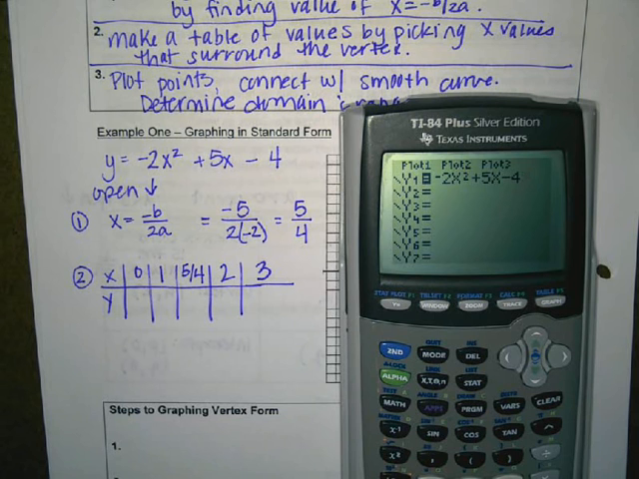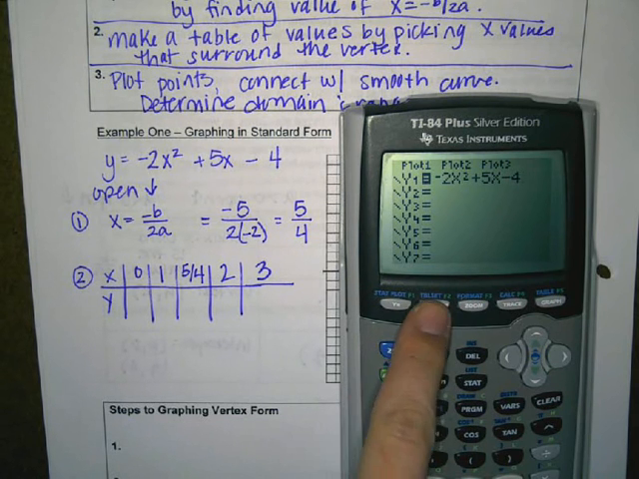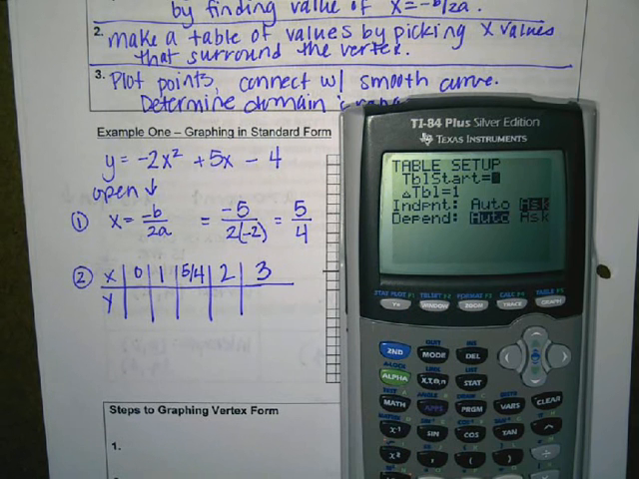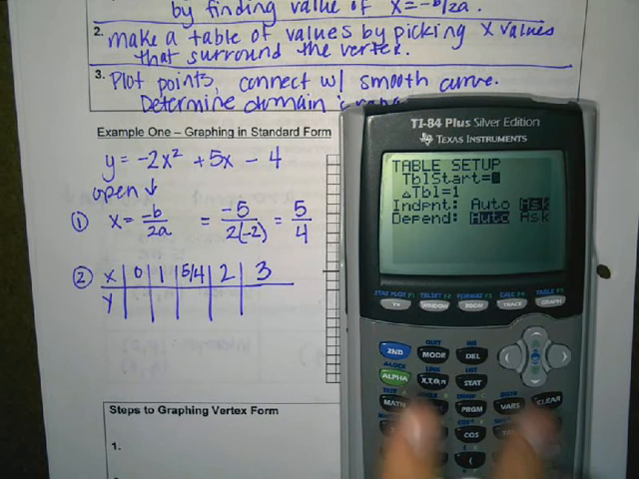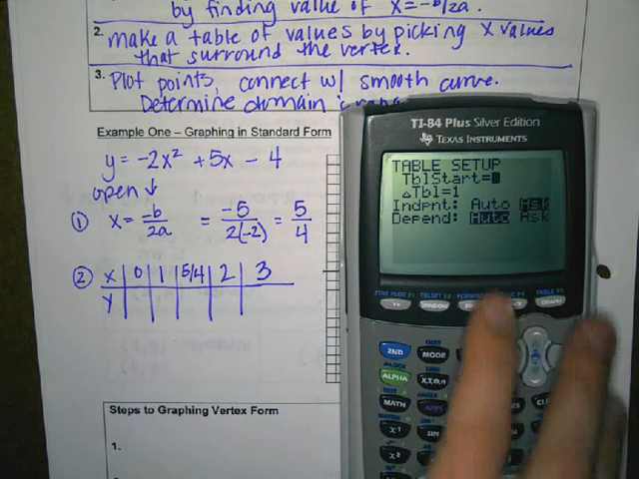Just so that we double check our table setup, does anybody remember where the table setup is? Second window. Good. So if we go to second, and then go to window, in order to plug in your own points, which I want to do because I only need 5 points, it needs to say ask and then auto. Does everybody say ask and then auto? Very good there. It's rare that we ever change that, so it should always say ask and auto. Let me know when you're ready.